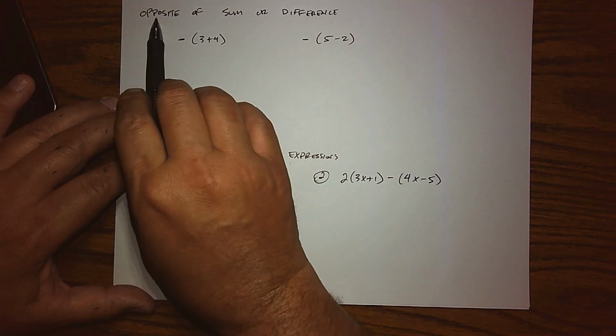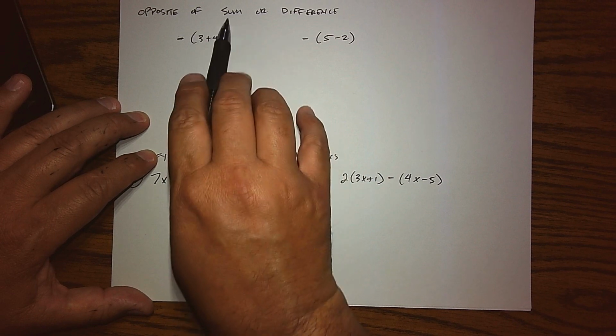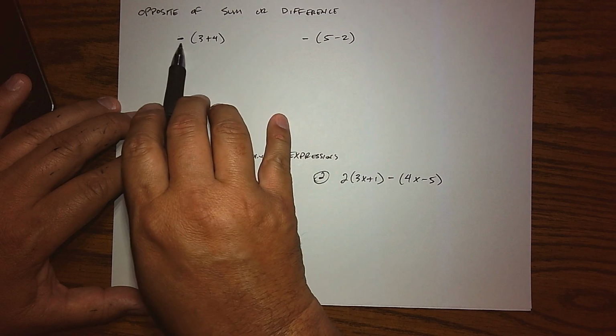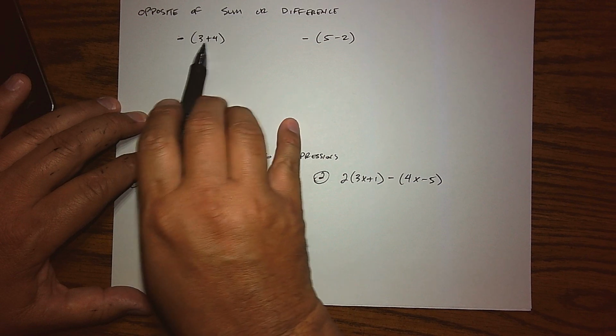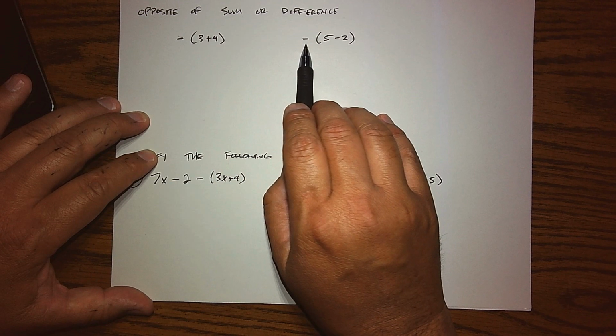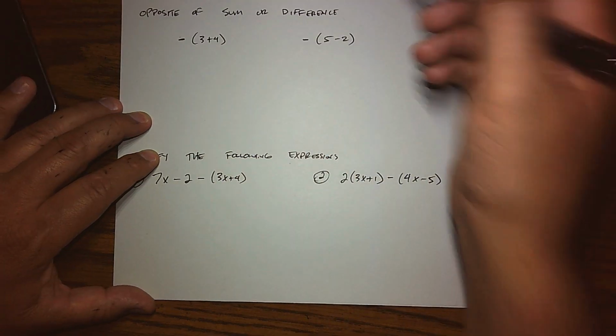So again, when we talk about an opposite, we're putting a negative in front of an item. So for an example, if we're taking the opposite of a sum, then I'm basically taking the opposite of some addition problem. If we're taking the opposite of a difference, then I'm taking the opposite of some difference. And I just created those. You can use whatever difference you want.